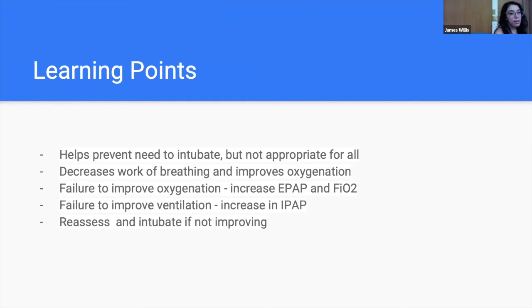And then the other major thing is reassess. And if it's not helping, don't hesitate to intubate. And one moment where we also have to remember to reassess is that a lot of patients can often be brought in by EMS already on BiPAP or CPAP. And at that moment, you want to reassess and see, okay, is this actually helping or not, or should we just intubate them when they get here.